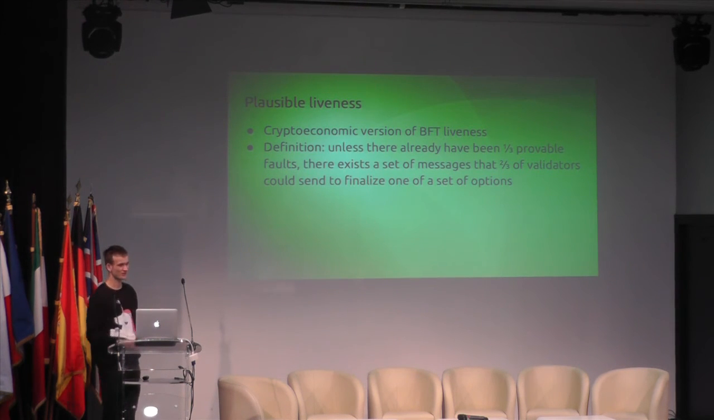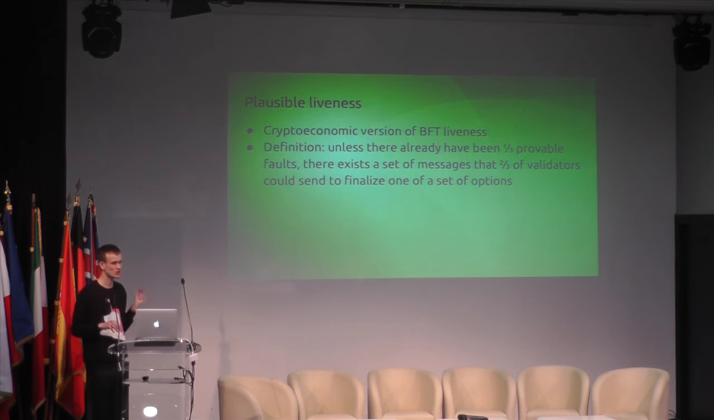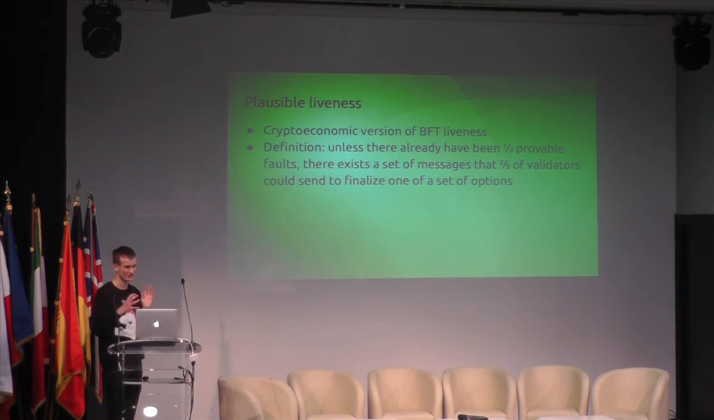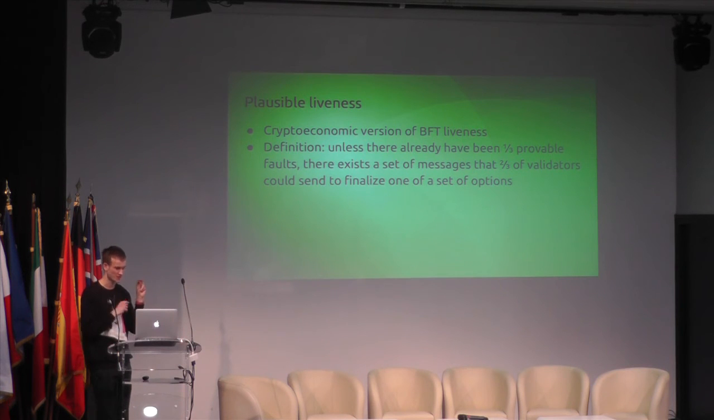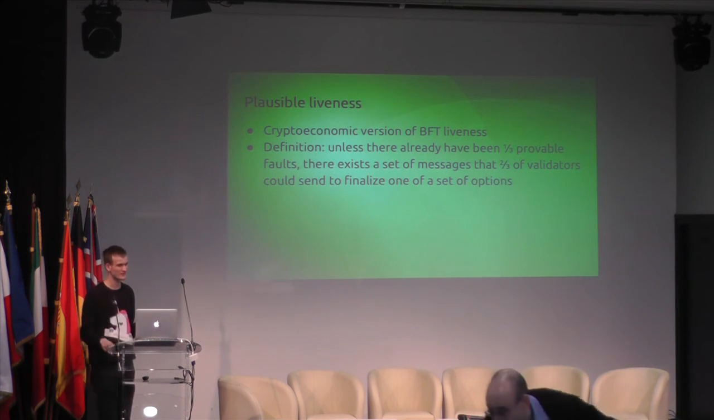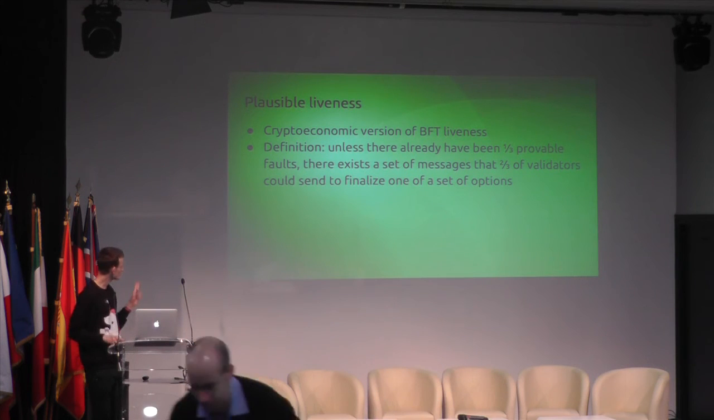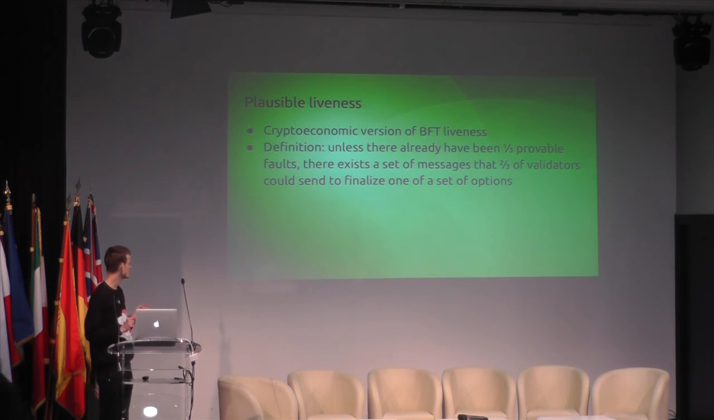Plausible liveness. So plausible liveness is another version of liveness, which basically states that if you have a protocol, then the protocol should not get stuck, right? There should always be a plausible execution by honest nodes by which the protocol can finalize something. And one definition basically states, unless there have already been at least a third of provable faults, there exists a set of messages that 2/3 of validators could send to finalize one of a set of options.